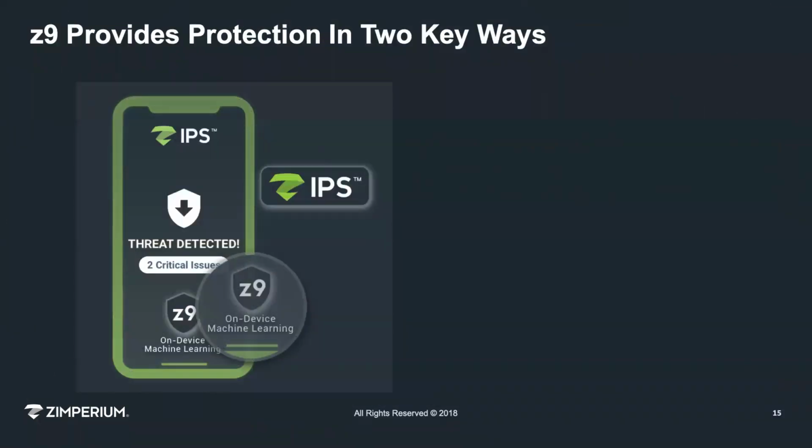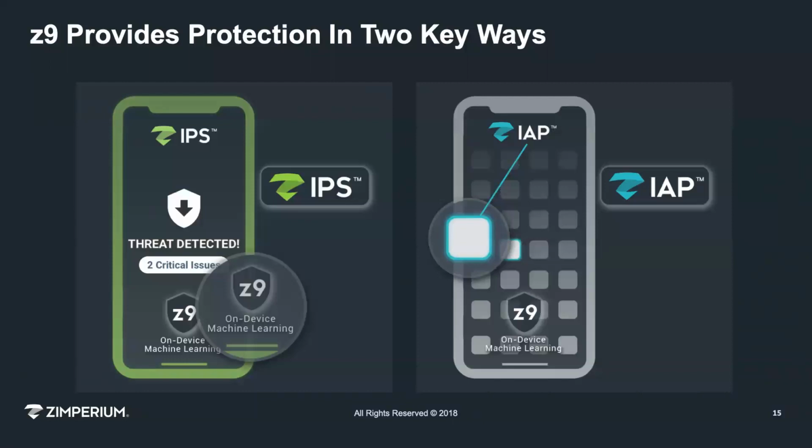So the engine, Z9, can be consumed in two different ways. One is, of course, our standalone app called Zips, which is our Zimperium intrusion prevention system. This is deployed either directly through the App Store or the Play Store, or pushed through MDM agents, mobile device management, like MobileIron, AirWatch, and the like. Or you can consume our Z9 engine as part of the SDK that we are talking about today, and embed that into your own app.